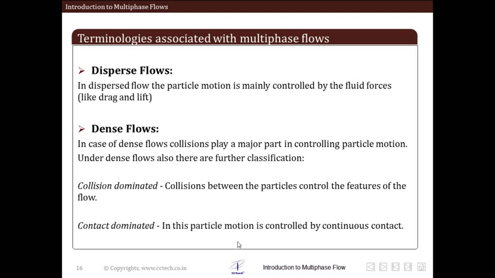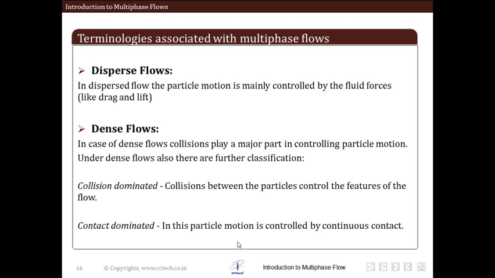Now we already know in dispersed flow, the particle motion is mainly controlled by fluid forces like drag or lift. So in this, the phase loading of the dispersed phase is comparatively lower. That is, the presence of the dispersed phase by mass is comparatively lower as compared to the continuous phase. So the bulk of the region is occupied by the continuous phase and it controls the entire flow phenomenon.